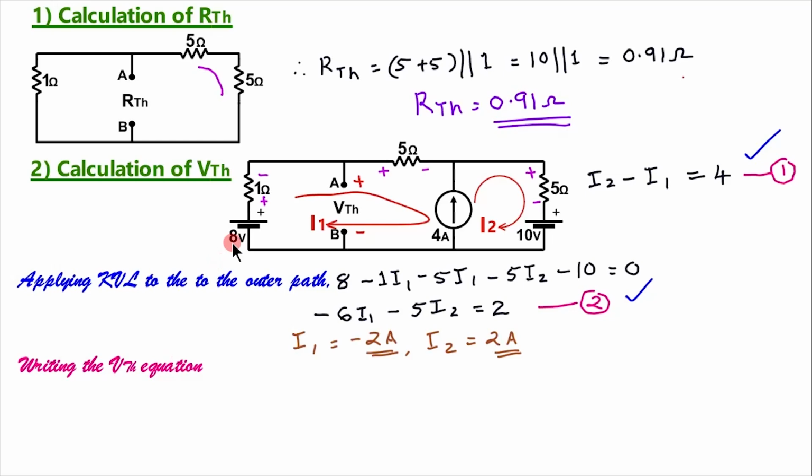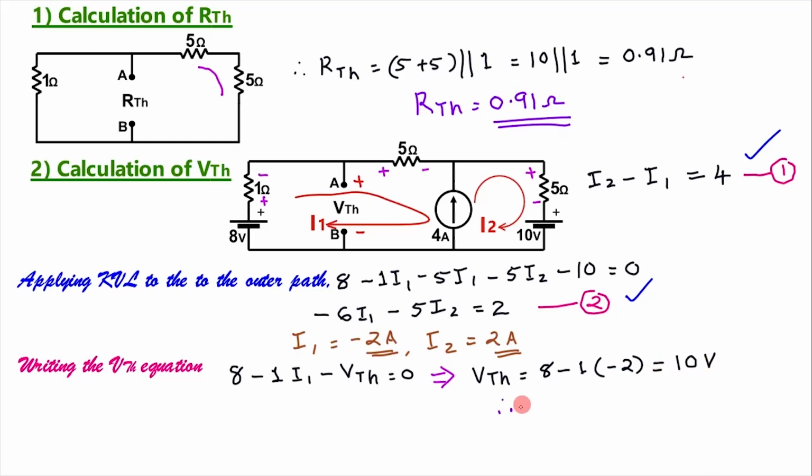Next, writing the VTH equation: here it is rise in potential plus 8, then voltage drop 1 into I1, then here it is plus to minus, so minus VTH is equal to 0. Rise in potential plus 8 minus voltage drop 1 into I1 minus fall in potential VTH is equal to 0. This gives VTH is equal to 8 minus 1 into minus 2. This is equal to 10 volt. Therefore, VTH is equal to 10 volt.